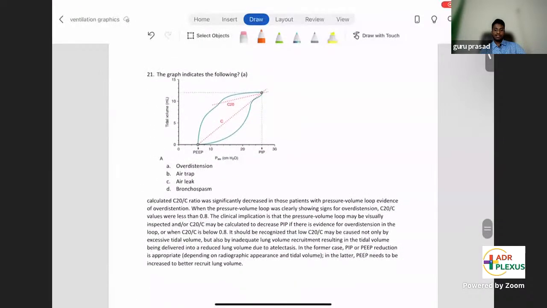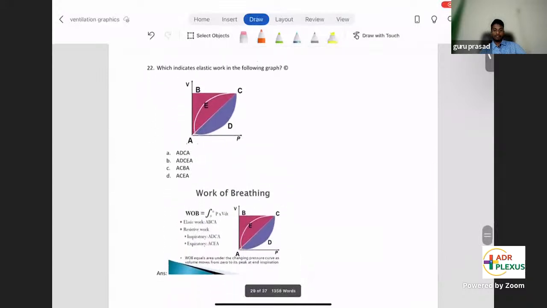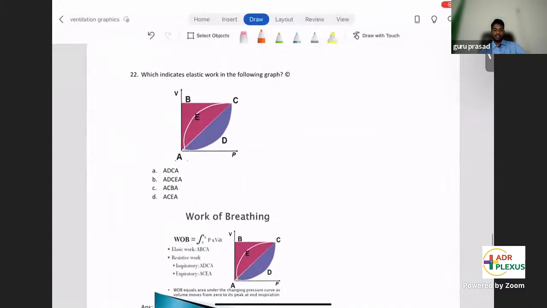Now tell me, what does this graph indicate? Okay, it will indicate over distension. There is some difference between over distension and air trapping. Don't get confused. So basically it is over distension. Here you are having a beaking, that is represented by your C20 by C. So C20 by C less than 0.8, you should remember. This question I have also asked multiple times, which indicates elastic work.